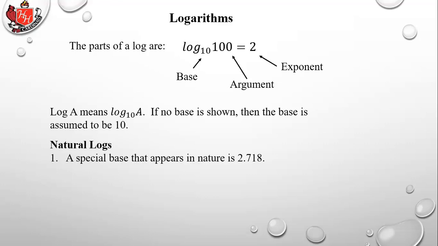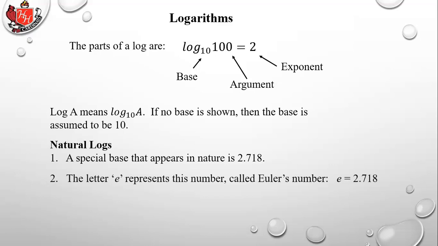Natural logs are a special base. A special base that appears in nature is 2.718. The letter E represents this number. It's called Euler's number. So E equals 2.718. E is not a variable. It's not a number that can change. It is always that number, 2.718. And it's kind of one of those magic numbers in nature and in mathematics, like pi, that seems to appear everywhere. This number E has a lot of applications in all types of sciences. A special symbol for logs with the base E is ln. It basically stands for natural log.